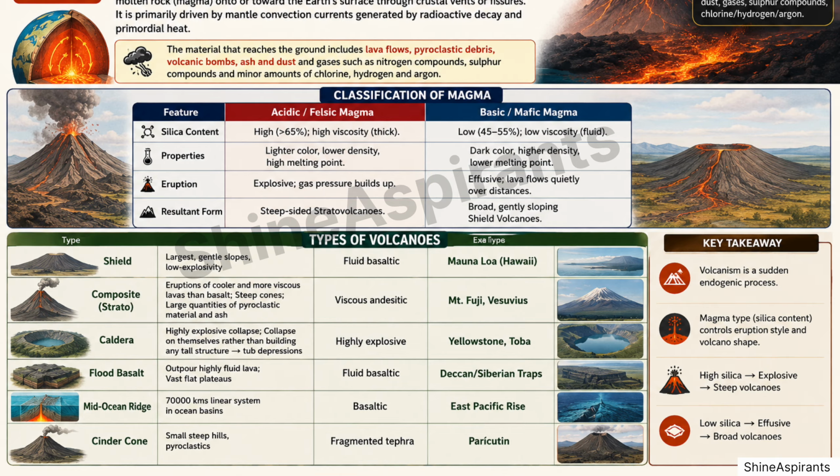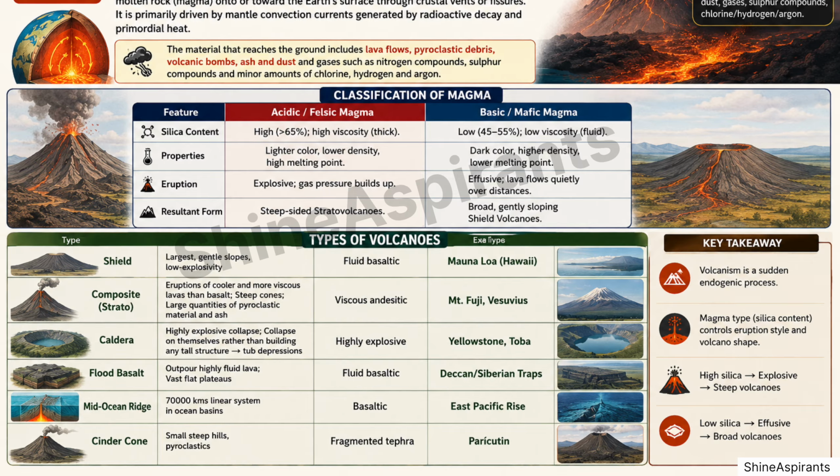Another important volcanic feature is the flood basalt province. Here, extremely fluid basaltic lava erupts through long cracks in the Earth's crust and spreads across vast areas, creating extensive lava plateaus. The Deccan Traps of India and the Siberian Traps of Russia are classic examples.